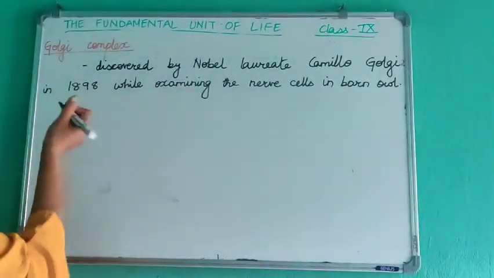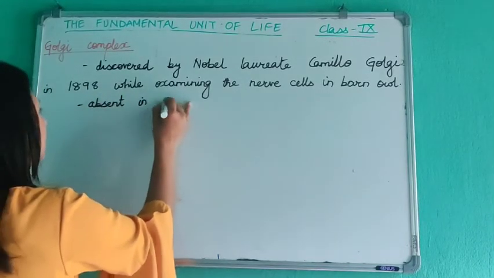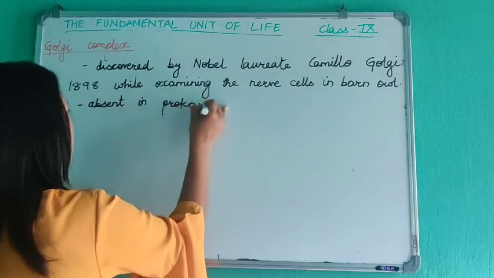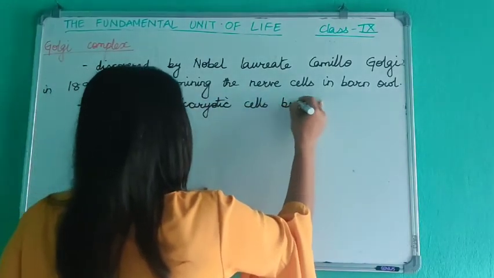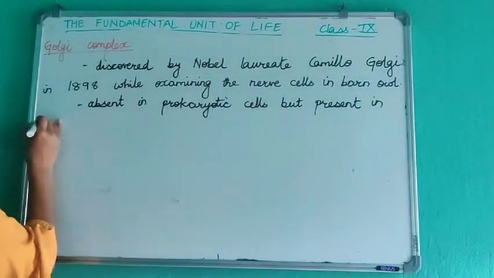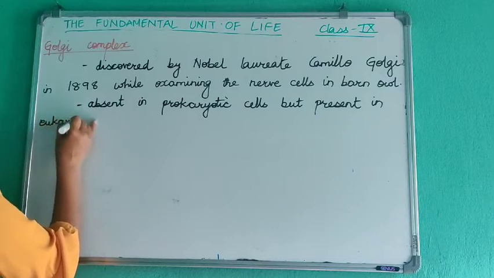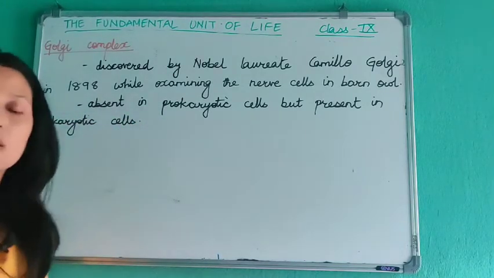Okay, now Golgi complex, it is again absent in prokaryotic cells but present in eukaryotic cells. Golgi चाहिँ eukaryotic cells मा चाहिँ हुन्छ. Okay, because eukaryotic cells are more advanced cells, so they have Golgi complex.